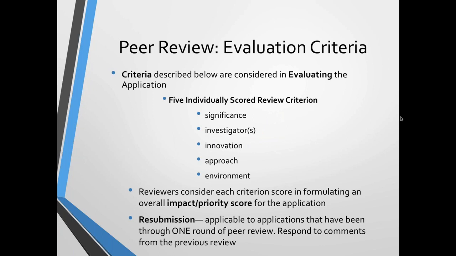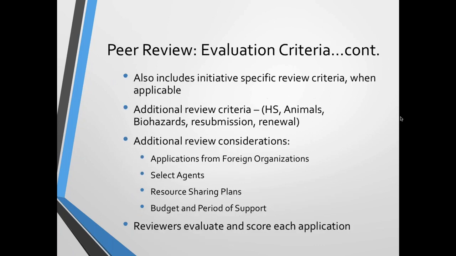Once it makes it in, we go through peer review. The evaluation criteria for research grants are described below. There are five key criteria. Significance: is this significant work? The investigators: are they able to do the work? Innovation: is there some innovation here? Approach: is the approach you're proposing feasible? And environment: is this the right place for this work to be done?